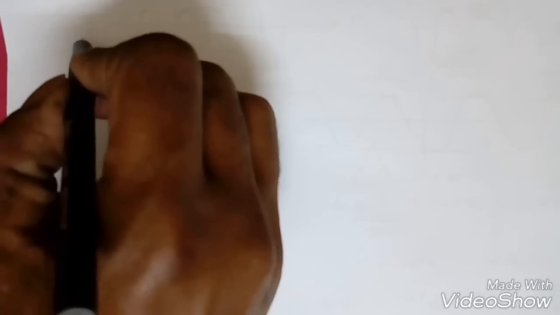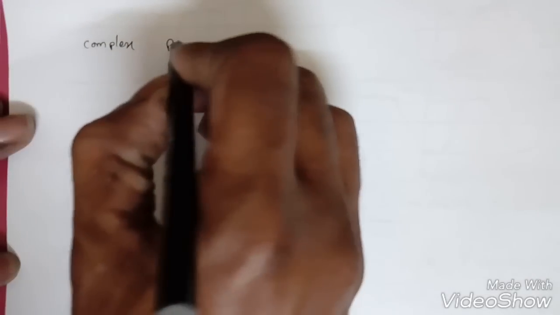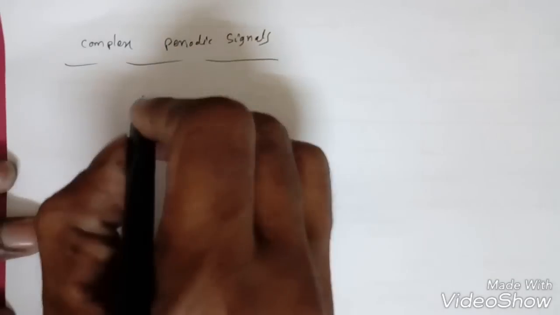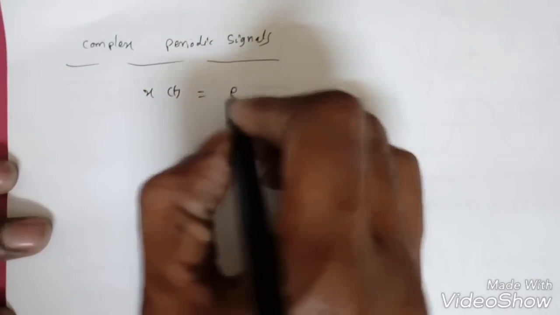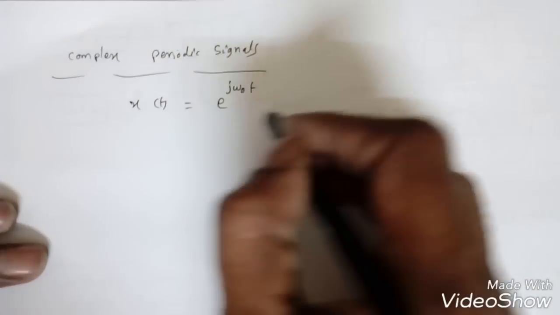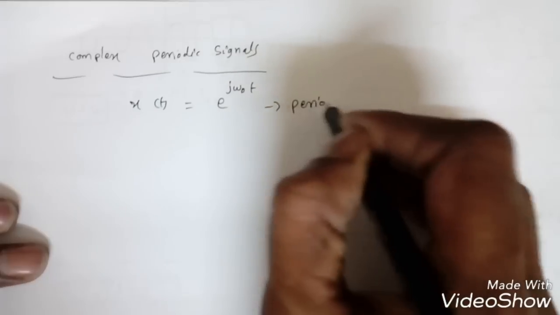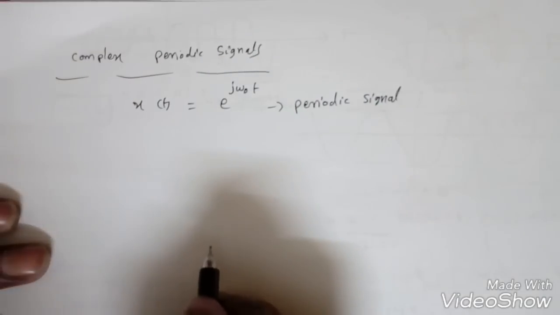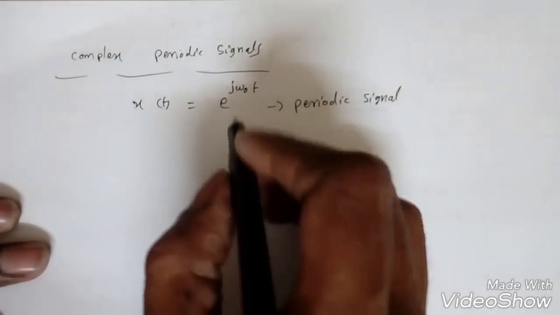So you can say this one is part B, that is complex periodic signals. Very important one. Suppose x of t is equal to e power j omega naught t. See, this is a periodic signal. This type of signal we generally say is periodic. So what is the fundamental period?